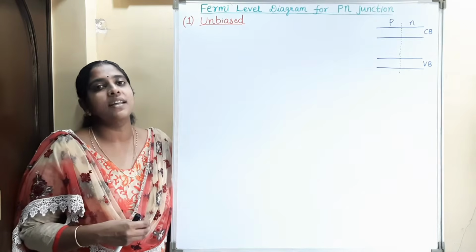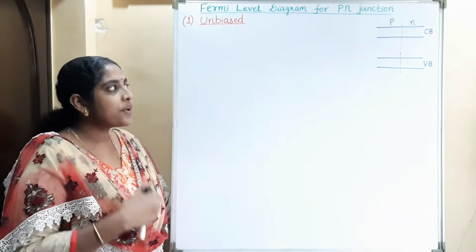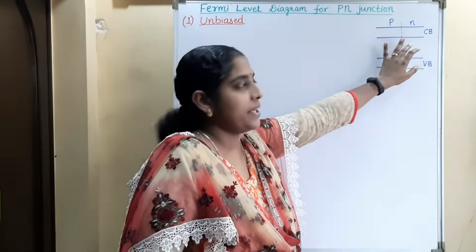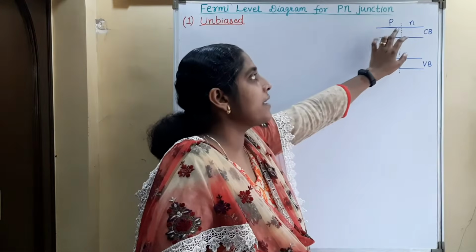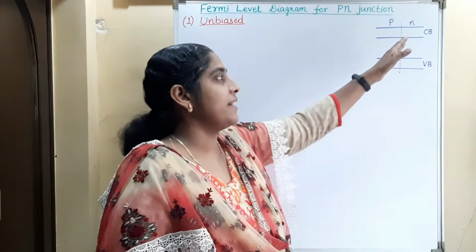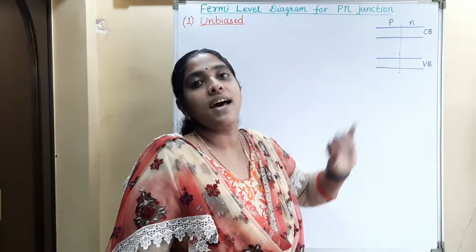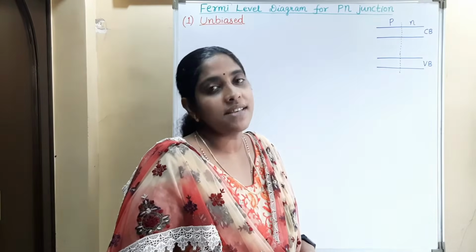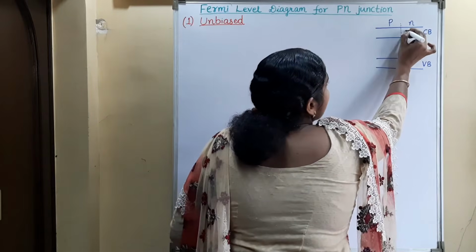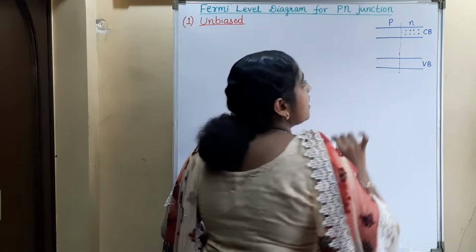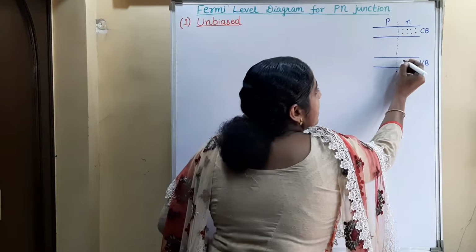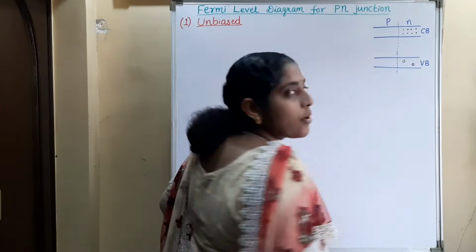So first we can see the unbiased diode. Before the PN junction is formed, if we are taking P-type and N-type semiconductor, the conduction band in N-type semiconductor will have more number of electrons, because in the N-type semiconductor the major charge carriers are electrons and minor charge carriers are holes. So if we are considering this N region, there are more number of electrons and they will be in the conduction band.